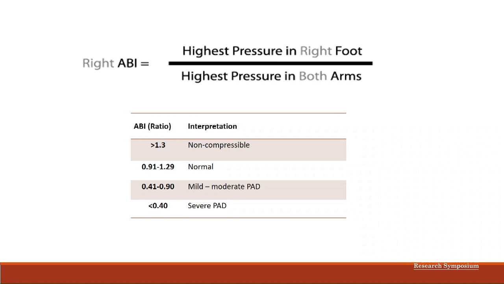The normal value here is from 0.9 to 1.29. If you have a higher result, you have non-compressible arteries, which is the case when there is calcification of the arteries. The lower the result, the more severe the peripheral arterial disease.